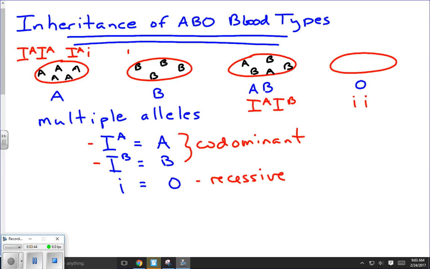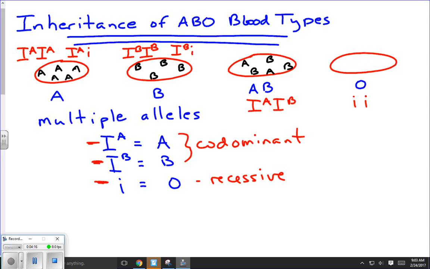Same thing would be true for type B. Homozygous big IB would produce type B blood, or big IB, little I could produce type B blood. The important thing here is that any one individual has to have 2 alleles for blood type. There are 3 possible choices, big IA, big IB, or little I, but an individual can only possess 2 of those at any given time.